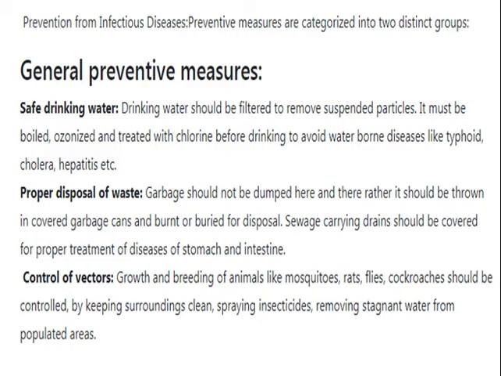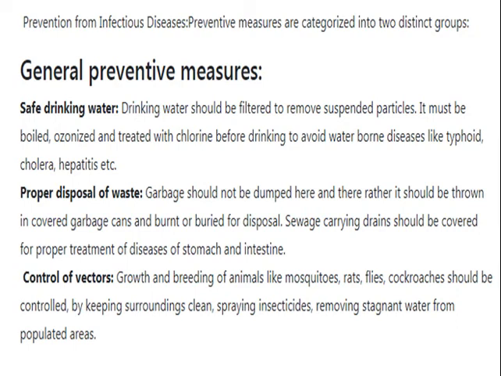So, what are the general preventive measures? We already know what they might be. Maintaining personal hygiene, like taking bath, wearing clean clothes, then keeping the surroundings clean, disposal of domestic garbage, clipping the nails regularly, using safe drinking water, and controlling the vectors like mosquitoes by spraying, by removing the stagnant water in the populated areas, and washing the vegetables or fruits before consuming them raw. All these come under general preventive measures.